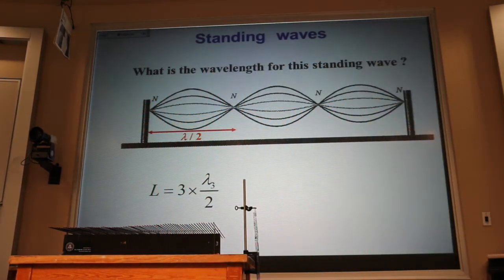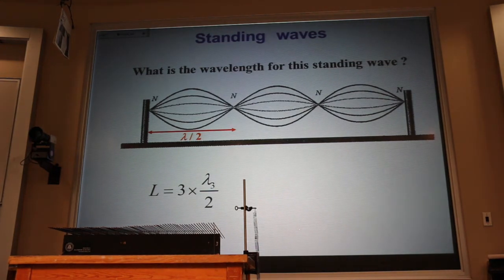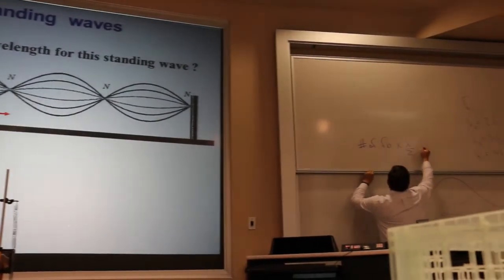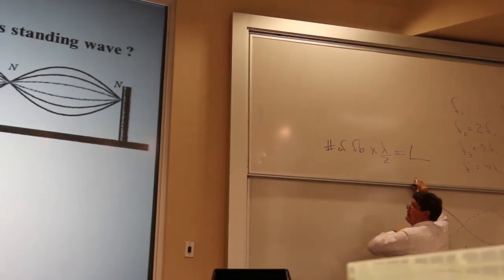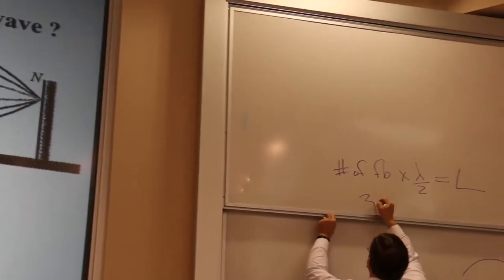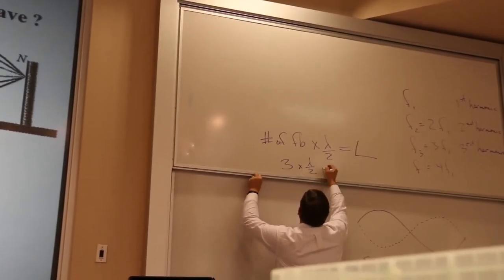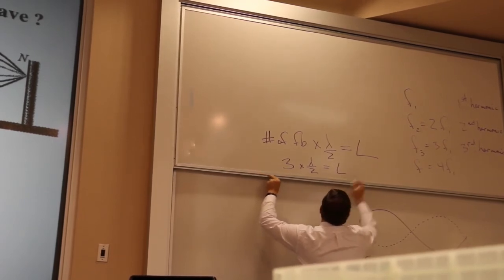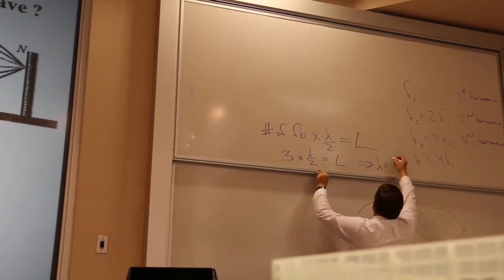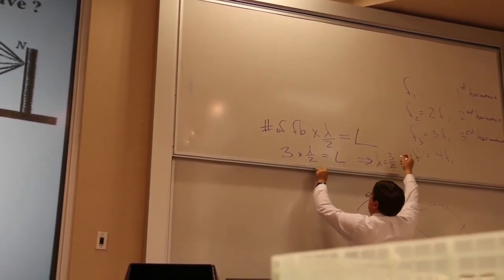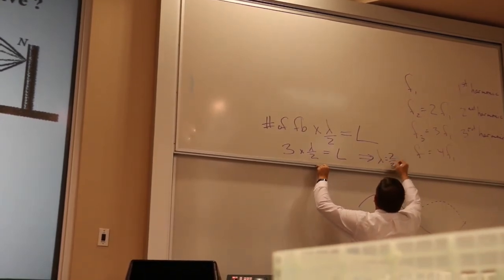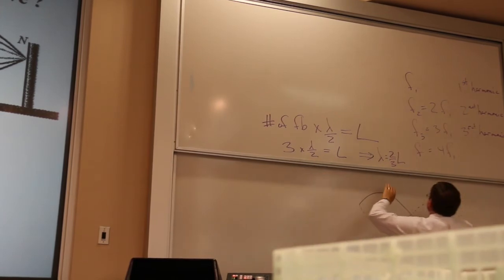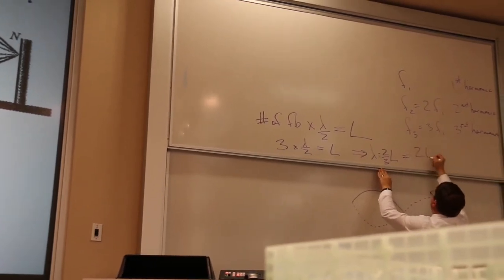Let me show you another way if that doesn't work for you. This formula will be on the front page of the exam, except if you tell anyone, I'll deny it. It's the number of footballs times lambda over 2 is equal to the length of the system. Now, if I did that for this problem here, I would say I've got 3 footballs times lambda over 2, and that's going to equal the length of the system. If I solve that for lambda, I get 2/3 L. Did I get that right? More importantly, that's 2L over 3.